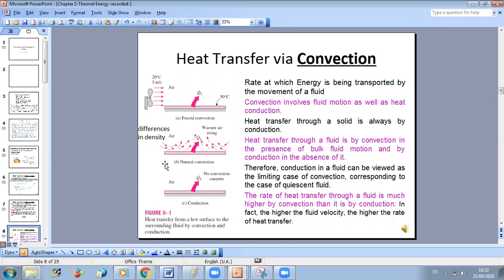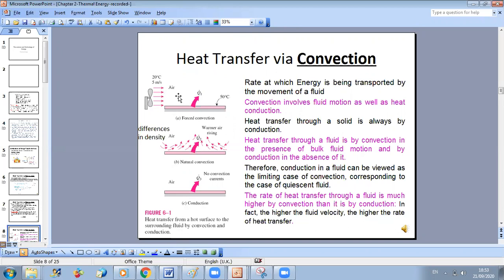Therefore, conduction in a fluid can be viewed as the limiting case of convection, corresponding to the case of quiescent fluid. And the rate of heat transfer through a fluid is much higher by convection than by conduction, as we have already seen. In fact, higher is the velocity of fluid, higher will be the rate of heat transfer. This is why, in general, heat transfer by forced convection is higher than heat transfer by natural convection, because you are increasing the kinetic energy of air, and air motion will induce heat transfer by convection.